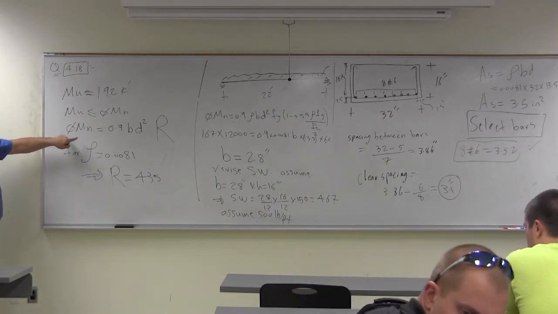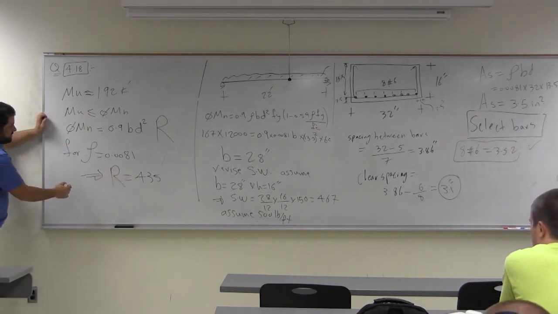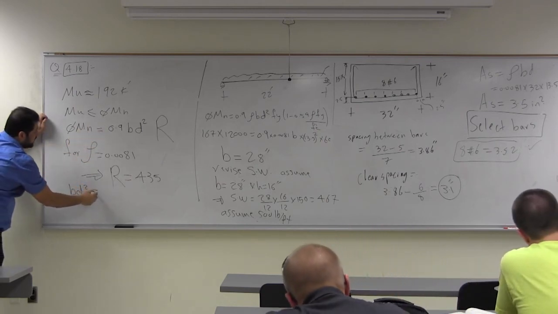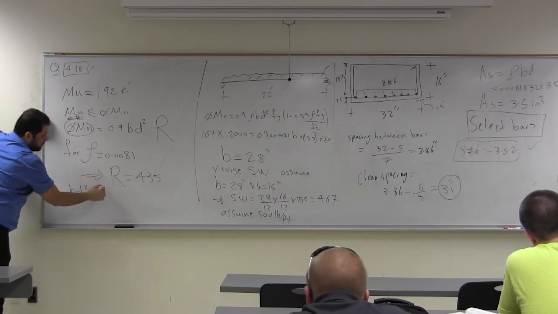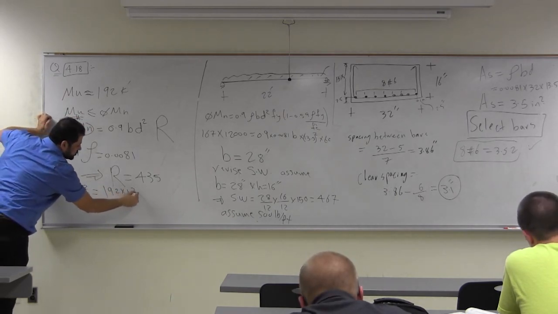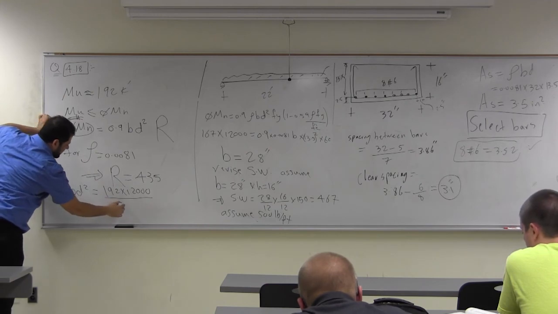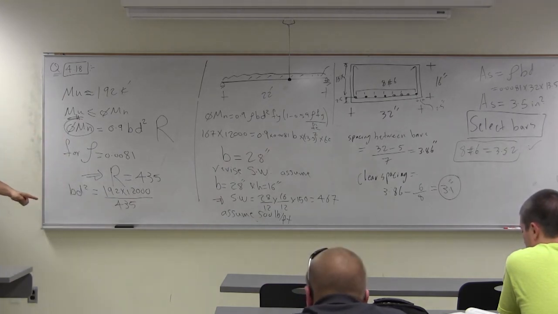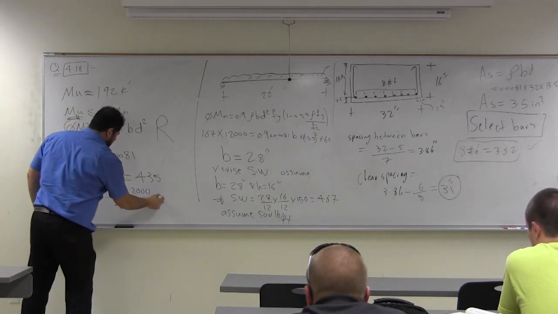Okay? So if this is the case, look what we have now. Then b d squared equals the ultimate moment. This is the ultimate, we said. b d squared equals 192 times 12,000, we change it from foot-kips to pound-inch, divided by 435. Right? So you get a number in here.